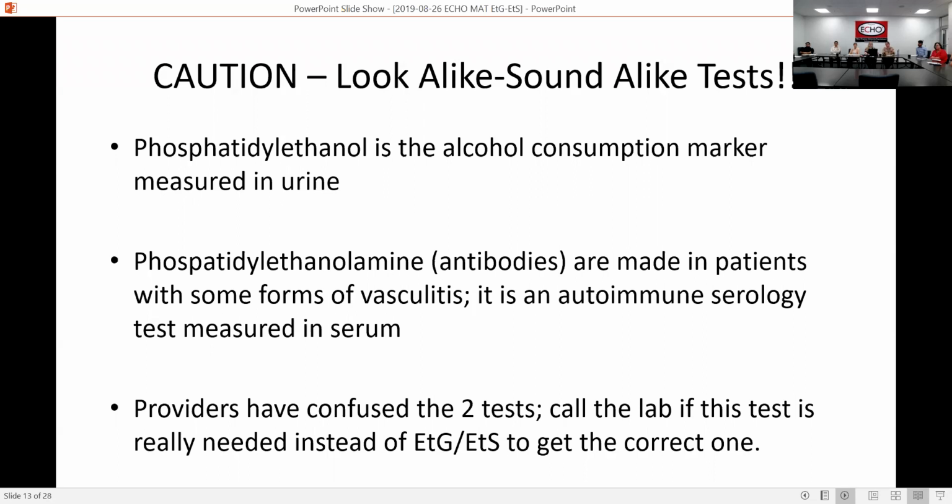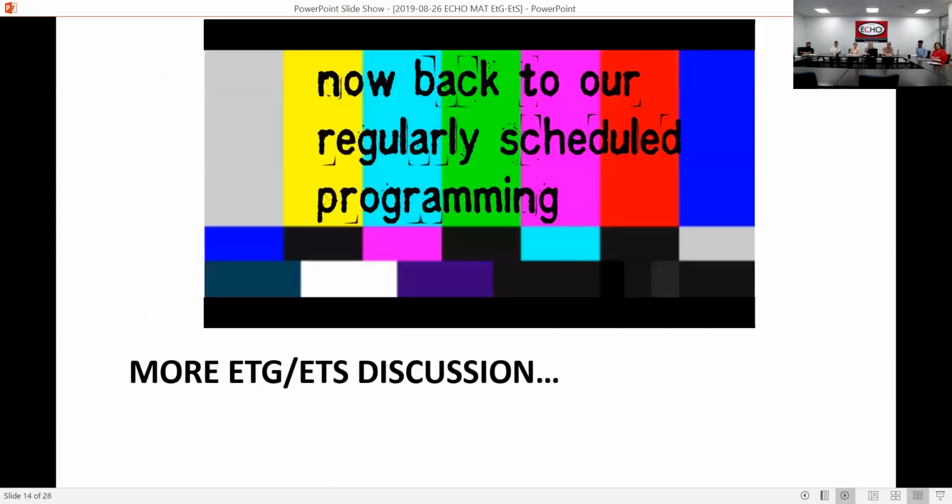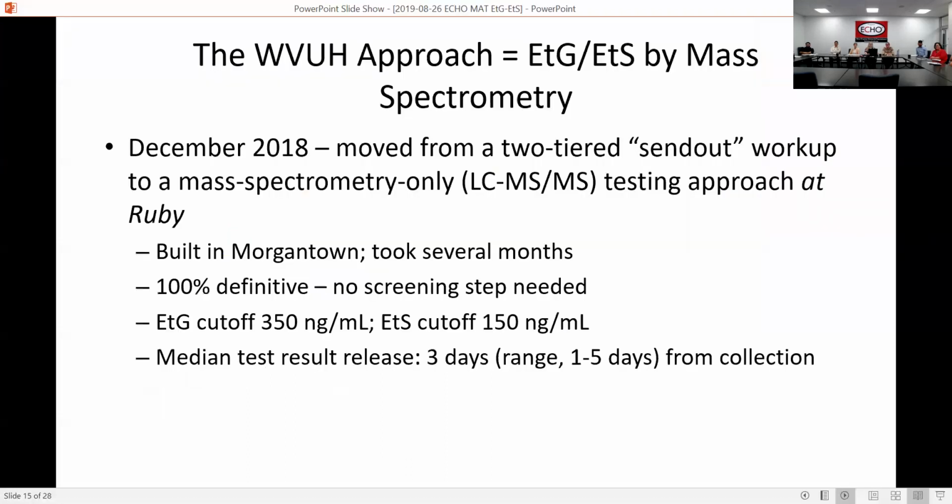So just FYI. And now we'll get back to the EtG/EtS discussion. So we're at Ruby in December 2018, we quit screening. We stopped sending to the outside laboratory. We built our own test, and we did a mass spectrometry only approach to this. So we are in our first year of testing, and so far it's been really successful.